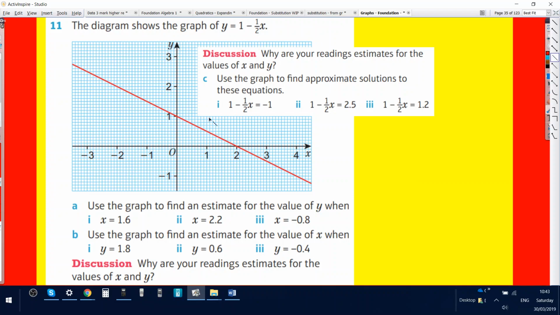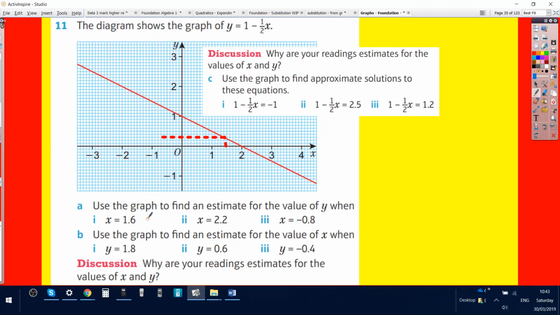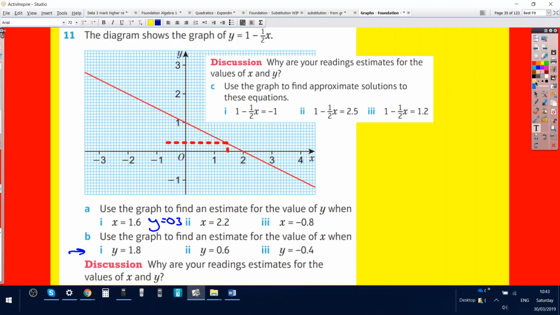So you'd go across to 1.6, go up, hit the line, and then go across. 0.3. So maybe y equals 0.3. How about when y is 1.8? So when y is 1.8, would it be?